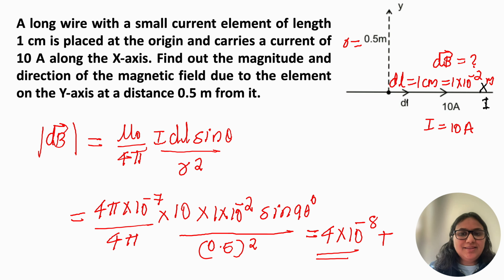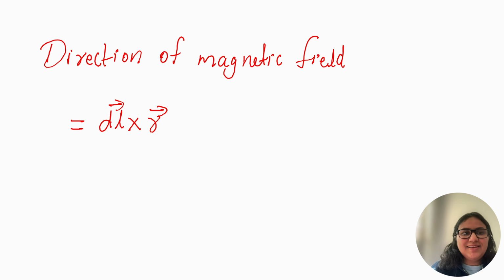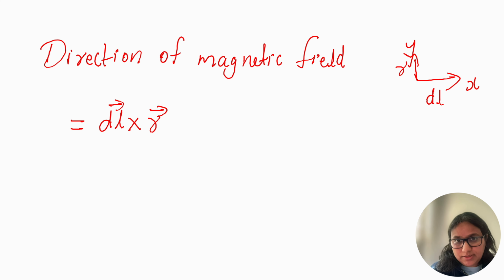But we also know that the direction of magnetic field can be calculated as it is a cross product of the current element, that is dl, and the r, the distance. So let us calculate the direction of magnetic field. The direction of magnetic field is dl cross r. We know that dl is along the x-axis and r is along the y-axis. So the unit vector along the x-axis is i, and along the y-axis it is the unit vector j. So i cap and j cap. So we are writing with respect to the unit vectors along the x and y axis.